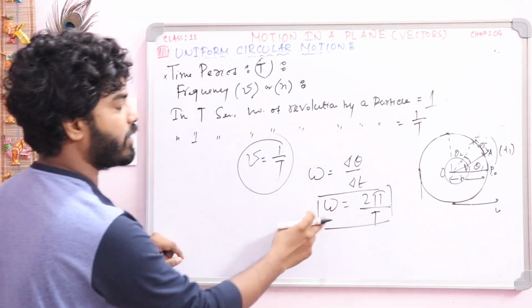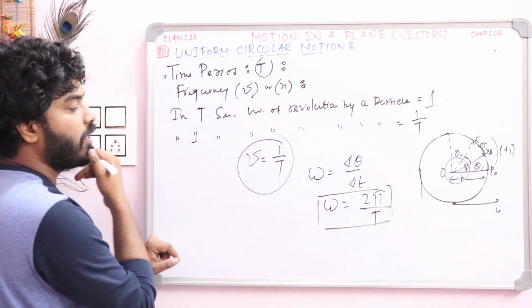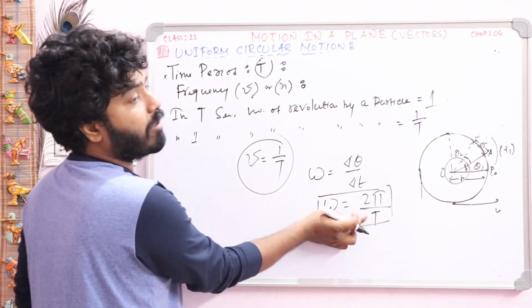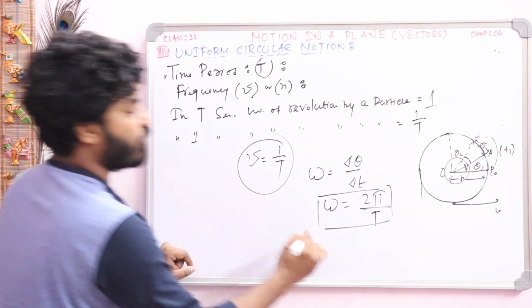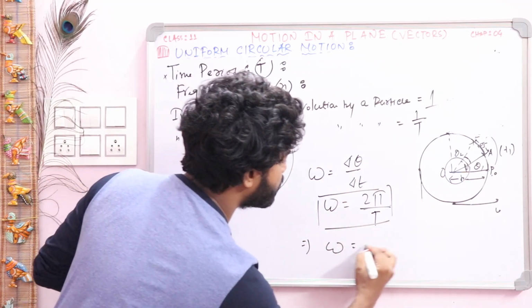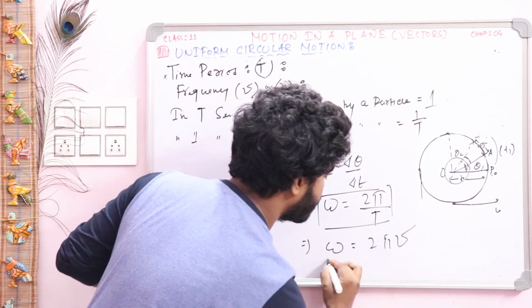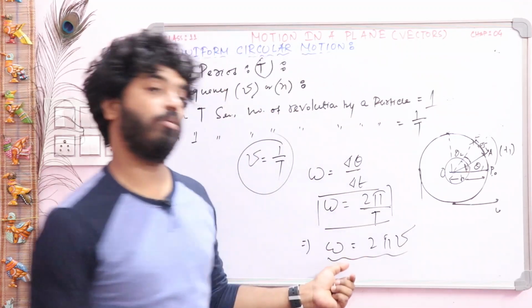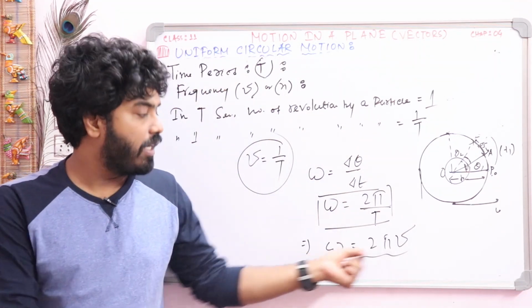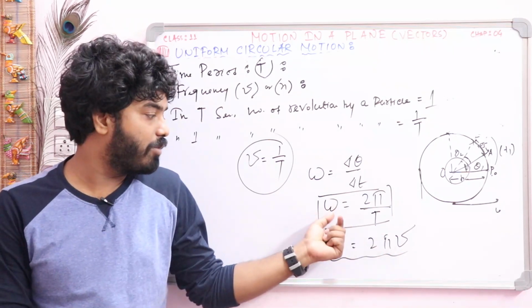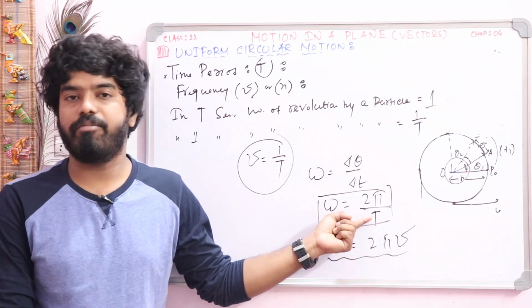This is important for your numericals, students. So omega is equal to 2 pi into 1 by time period, and 1 by time period is equal to frequency. So from here you can write omega is equal to 2 pi into nu. This formula is also important. This is the relation between angular velocity and frequency, and the earlier one is the relation between angular velocity and the time period.